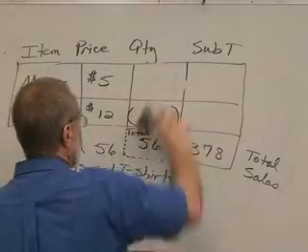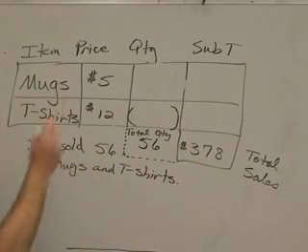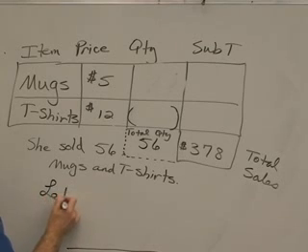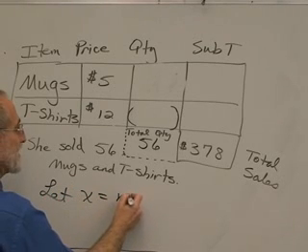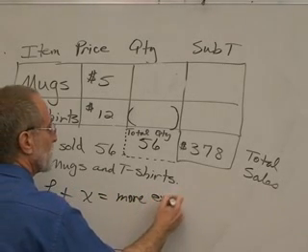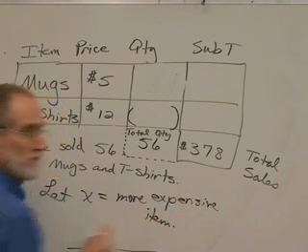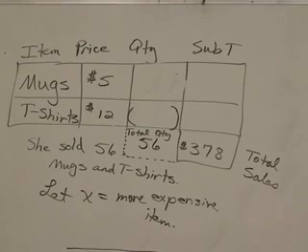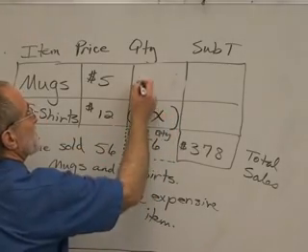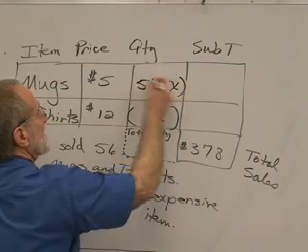The total quantity, we let X be the more expensive item. In the other situation where they told us which one was bigger, we let X be the smaller thing. Here we don't know which one's bigger, so we let X be the more expensive item so that we can let 56 minus X be the less expensive item, and it'll keep our numbers small.